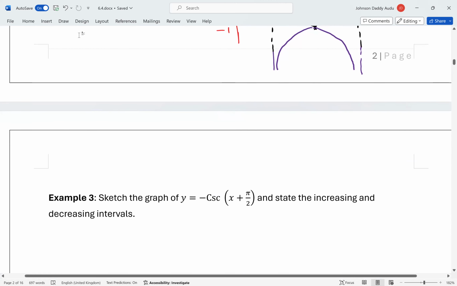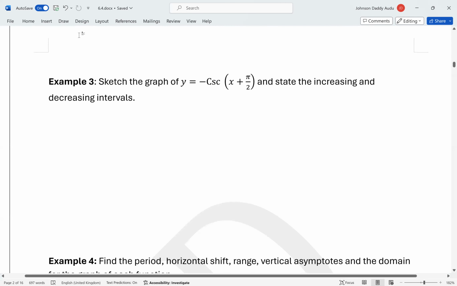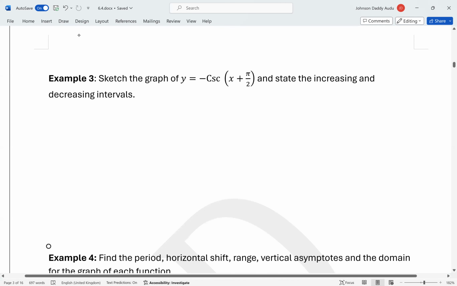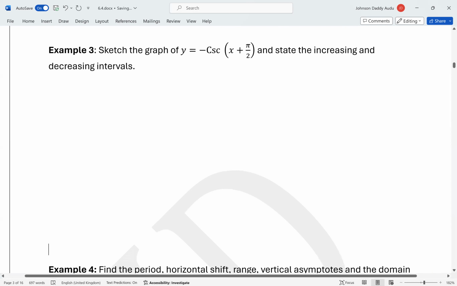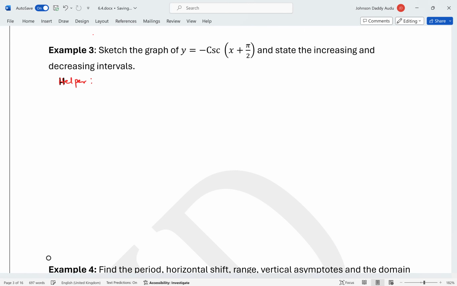All right. So now let's see a little bit of transformations. When we have a transformation, how can we plot the graph? So let's look at example 3. I think we can still have this here. For example 3, we want to sketch the graph of minus cosec. So we will start with the helper. And what is the helper in this case? It is minus sine of x plus pi over 2, right?